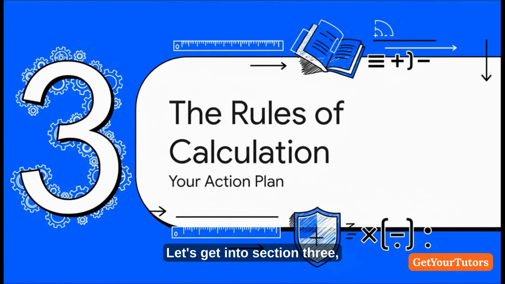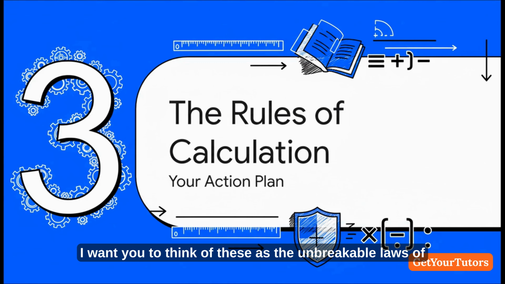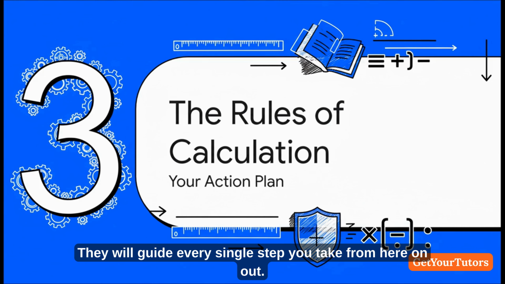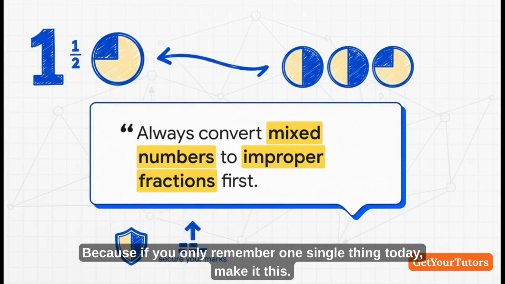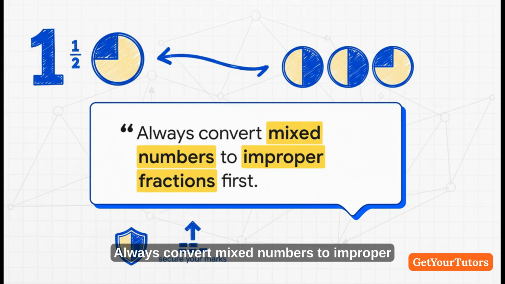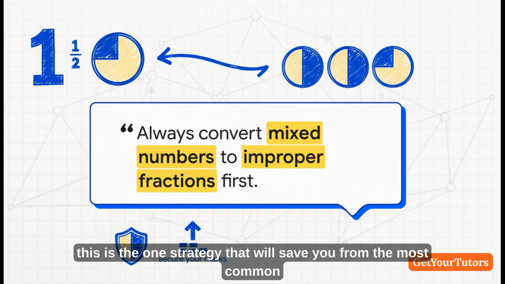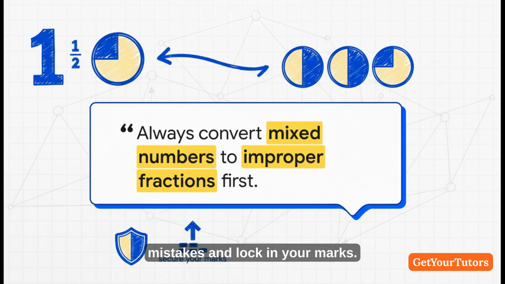All right, toolkit assembled. Let's get into section 3, the rules of calculation. I want you to think of these as the unbreakable laws of fractions. They will guide every single step you take from here on out. Now listen up, because if you only remember one single thing today, make it this. Always convert mixed numbers to improper fractions before you do anything else. Seriously, this is the one strategy that will save you from the most common mistakes and lock in your marks.